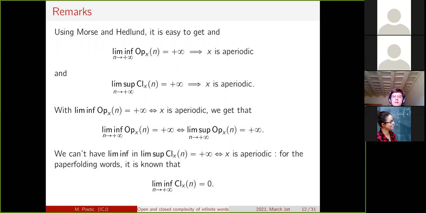Finally, another thing that we can say on our results is the fact that we do have lim_inf in one of the cases and lim_sup in the other setting. So the question is, is it possible to get lim_inf here as well? And actually, it's not possible to change the lim_sup in this equivalence by a lim_inf. For example, it is known that for the paper folding words, one has that the lim_inf of the closed complexity function is equal to 0.